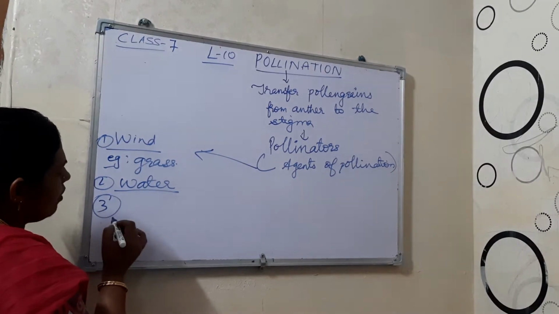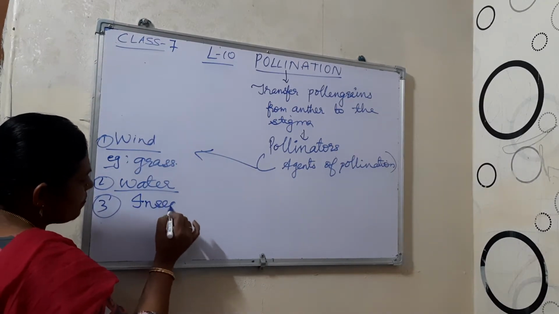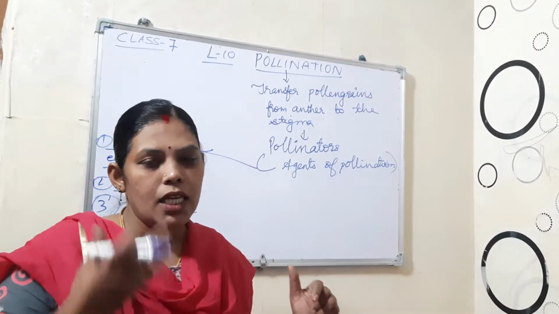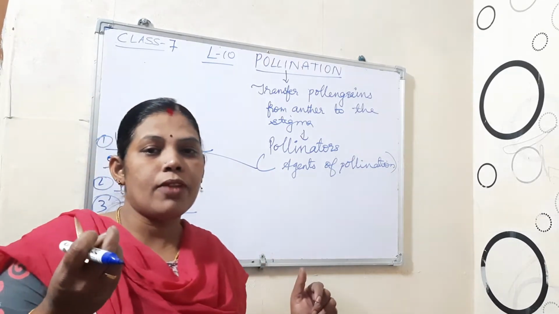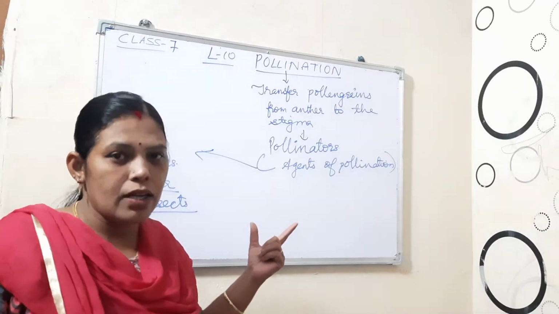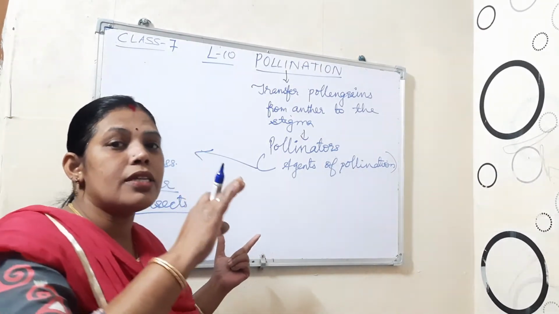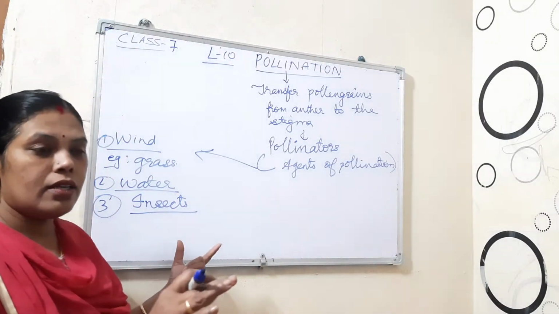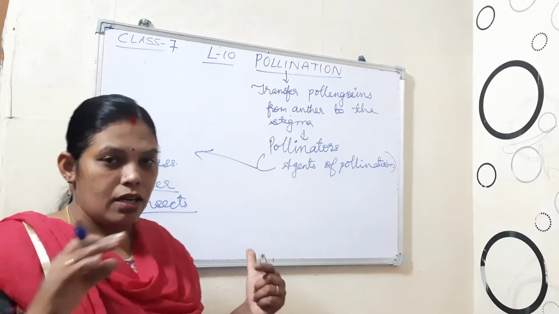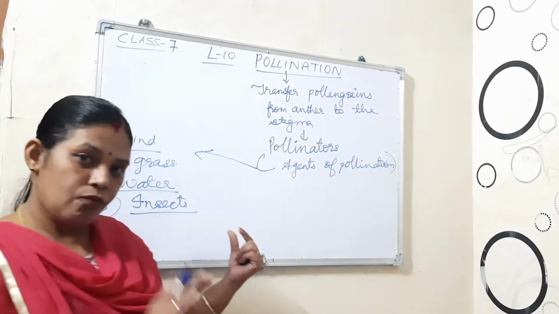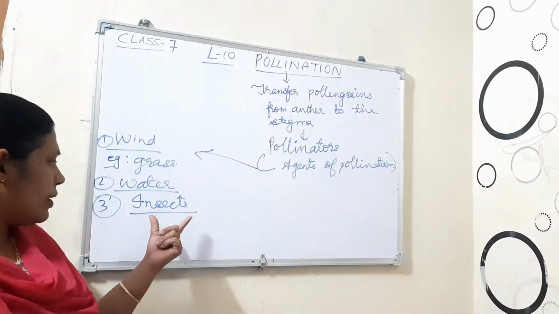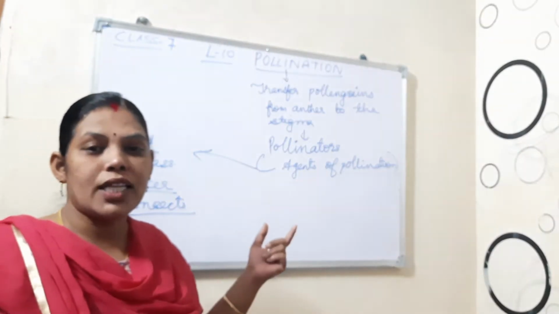And then third, insects. Insects like butterflies and some other kinds of bees suck the nectar from the flowers, right? When they move from one flower to another and sit on one flower, the pollen grains stick on the legs or the wings of the insects. Then they go from one flower to another for sucking the nectar. At that time the pollen falls from their body onto the other flower.